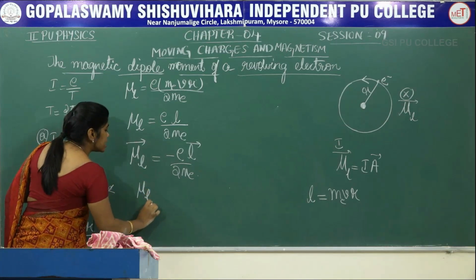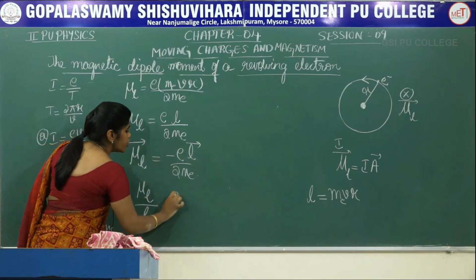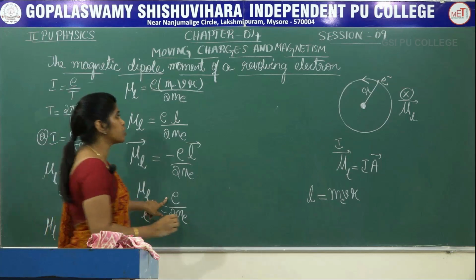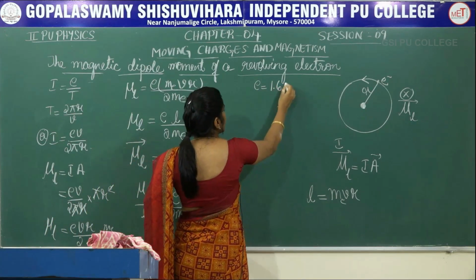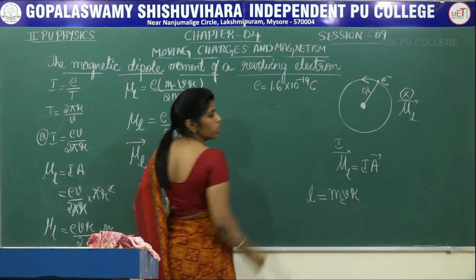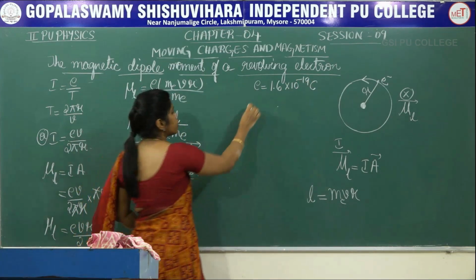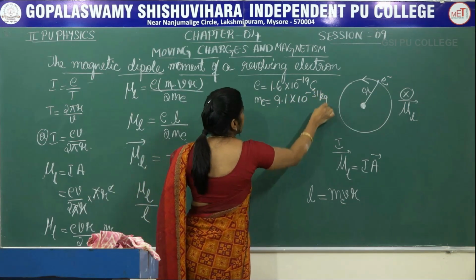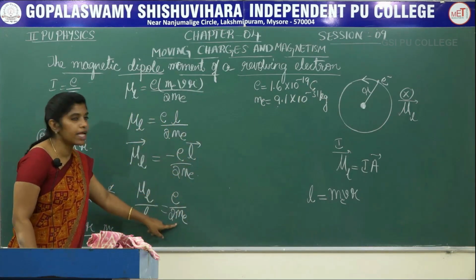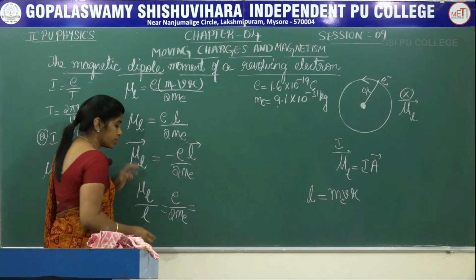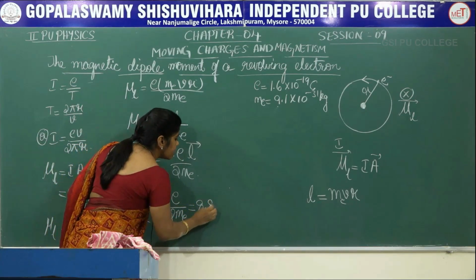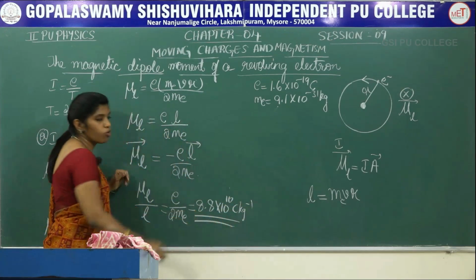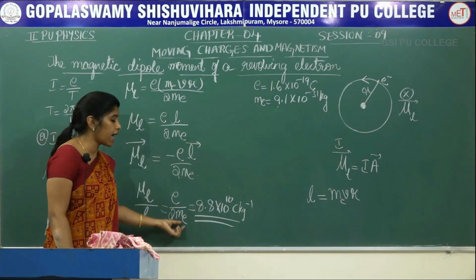Now I can also write this as mu L by L is equal to e by 2me, where e is the charge of the electron, which is 1.6 into 10 power minus 19 coulomb, and me is the mass of the electron, which is 9.1 into 10 power minus 31 kg. Just substituting the values of e and me, I am going to get a constant value, 8.8 into 10 power 10 coulomb per kg.